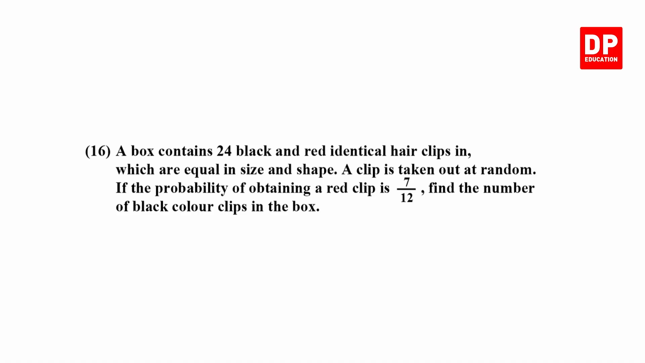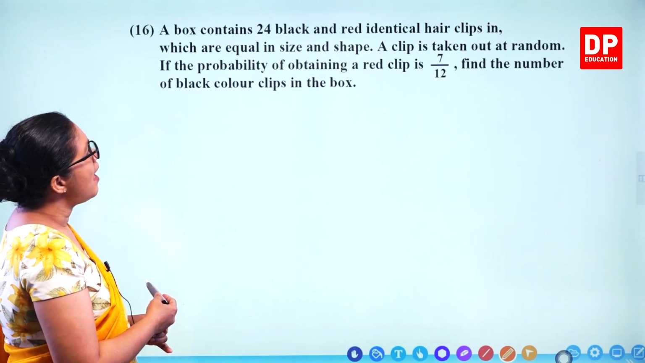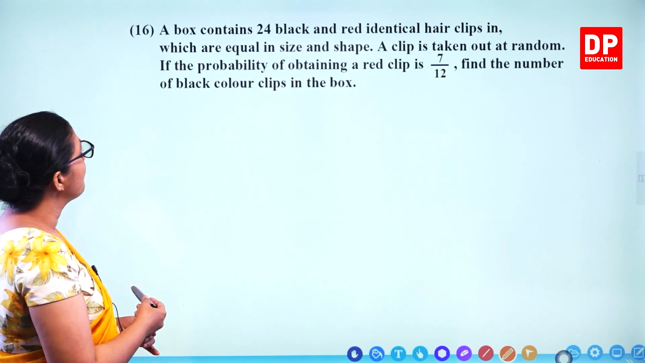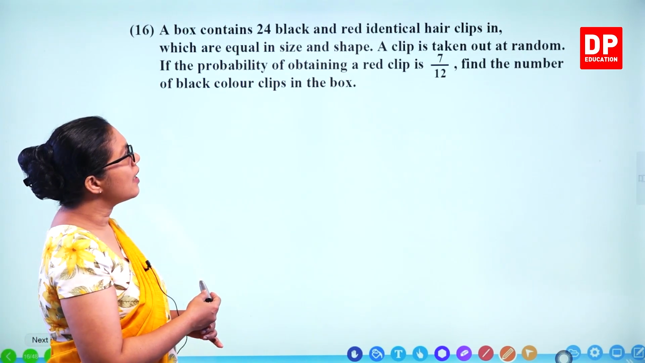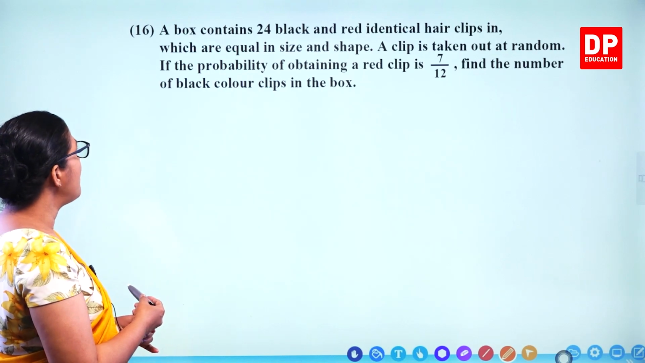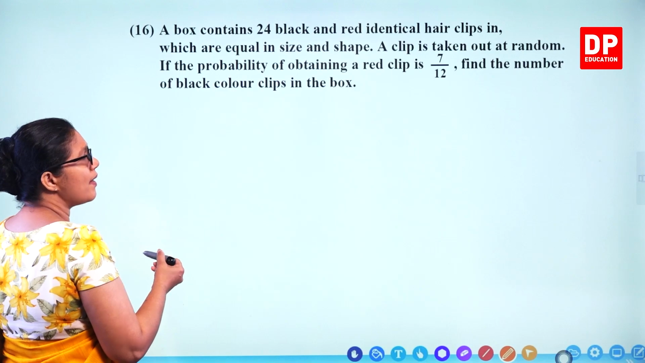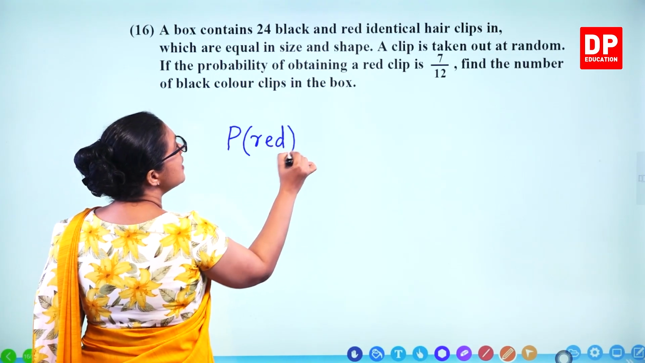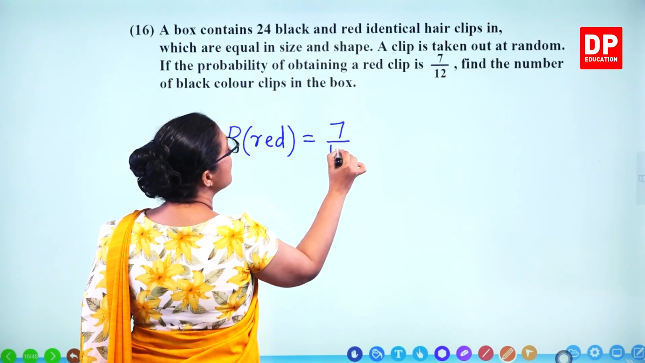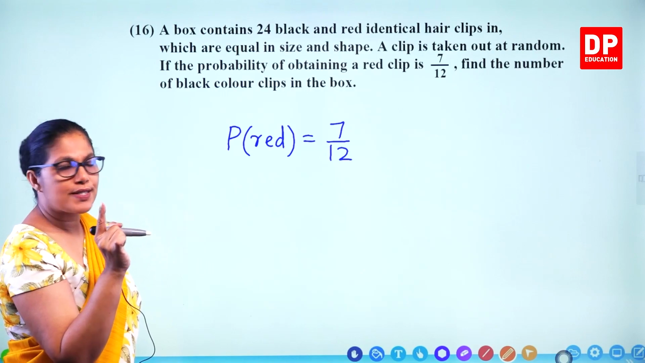Question number 16. A box contains 24 black and red identical hair clips, which are equal in size and shape. A clip is taken out at random. If the probability of obtaining a red clip is 7 over 12. Probability of red one is 7 over 12. Find the number of black color clips in the box.